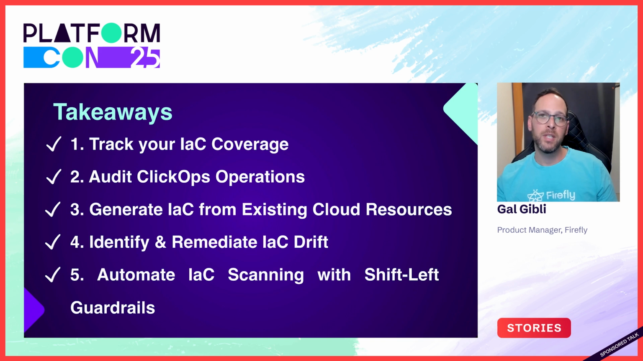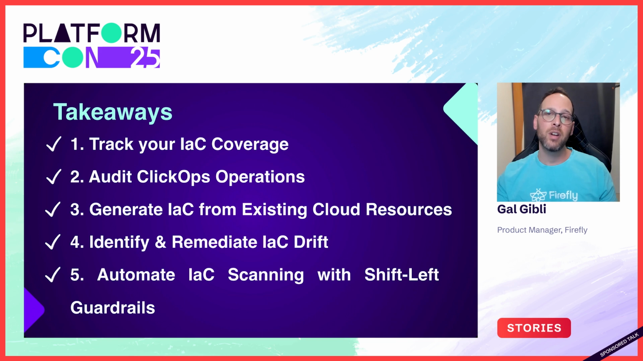So just to wrap up the key takeaways from what we've talked about, the 5 tips on how to help you cloud like a boss. First of all, track your IaC coverage. You'll ensure that all your cloud resources are managed through IaC, through code. It will reduce configuration drifts. It also will maintain consistency. Next up, audit the ClickOps operation. It will help you identify all the manual changes that can introduce errors or unmanaged configurations. It will improve security and also improve your compliance.